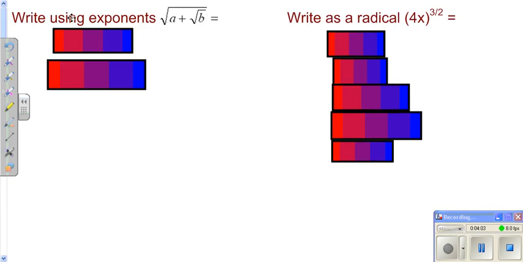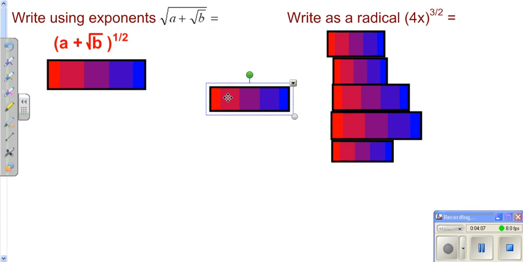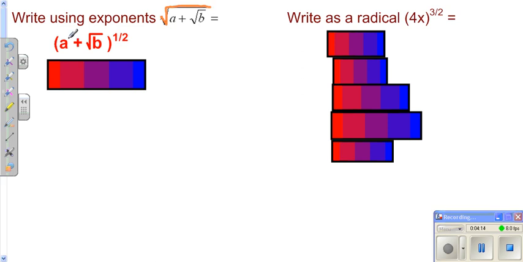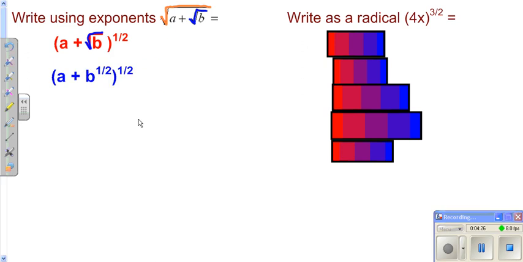Here we need to rewrite this using exponents. So we're going to get this to begin with, and you might be wondering, well, where does that come from? Well, that comes from this one right here, which is a square root. So that's why the whole thing is raised to the 1/2. We then need to go ahead and deal with this root right here. That's just another square root, so that would be another 1/2 power, but only on the b on the inside.